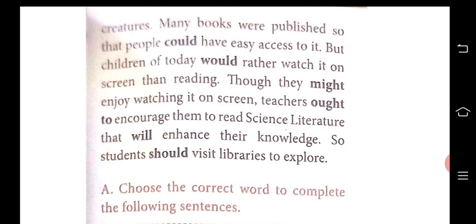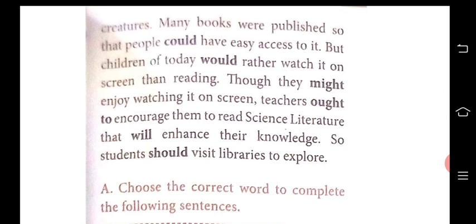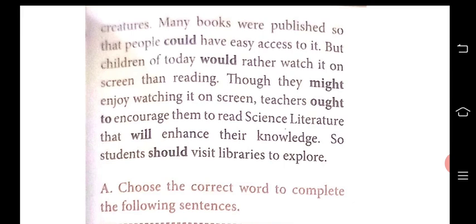Would, we have three types. I'll explain it in that rule. The first one is asking desire or wish, is it or not? And then past form of will, is it or not? And then past habitual, in modal auxiliaries we use would. So this is not past habitual here. This shows the desire. So they have used would. But children of today would rather watch it on screen than reading, though they might enjoy.